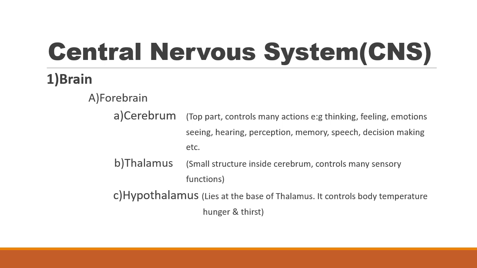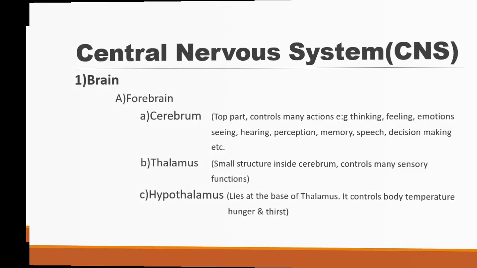Similarly, the thalamus, which is the second part of the forebrain. It is a small structure inside the cerebrum and it controls many sensory functions. Now, the third part of the forebrain is the hypothalamus. It lies at the base of the thalamus and it controls body temperature, hunger, and thirst.